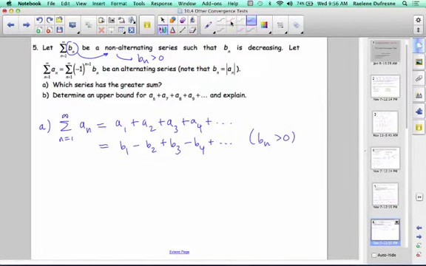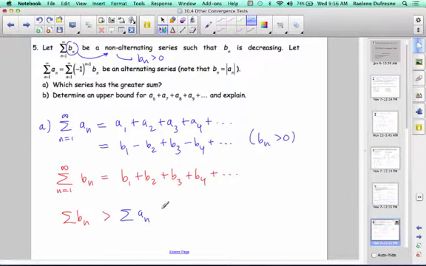So then what we have, for the other series, for the sum of b_n terms, we get b_1 plus b_2 plus b_3 plus b_4, etc. And the series with the greater sum is the one where the signs don't alternate. So the series of b_n is going to be greater than the series of the a_n.